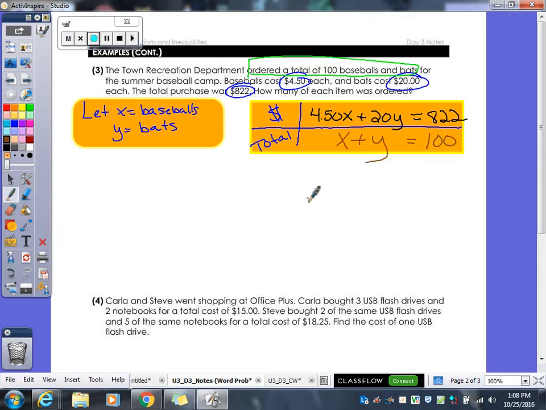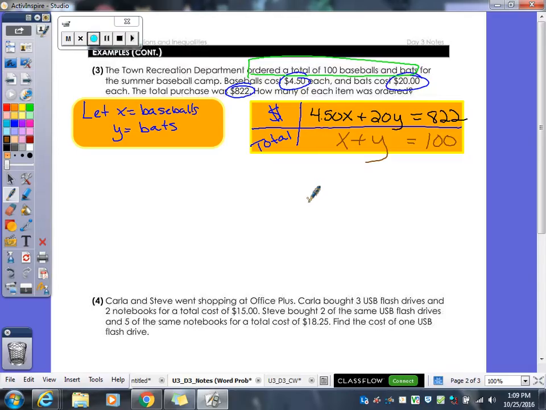Now, I could do this one elimination, but why don't we do this one substitution just to practice substitution a little bit? What do you think? You think it would be easier to do elimination? Actually, it's easier either way. It turns out to be the same. I could do it both ways if you want.